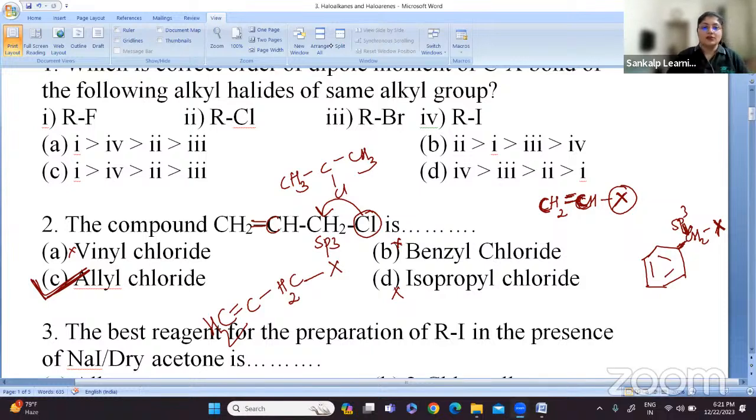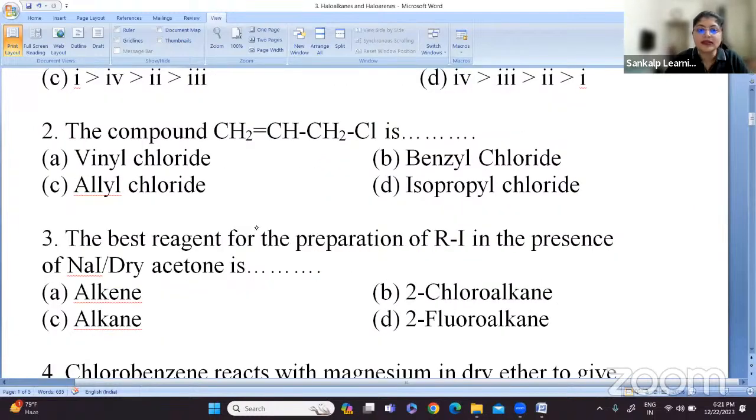Okay, fine. Moving further. The best reagent for the preparation of RI in the presence of sodium iodide and dry acetone is. So which is the best reagent which is used for the preparation of, so I want to prepare an iodoalkane. So I have to prepare what? I have to prepare an iodoalkane in the presence of sodium iodide and dry acetone. So what reagent am I going to use?